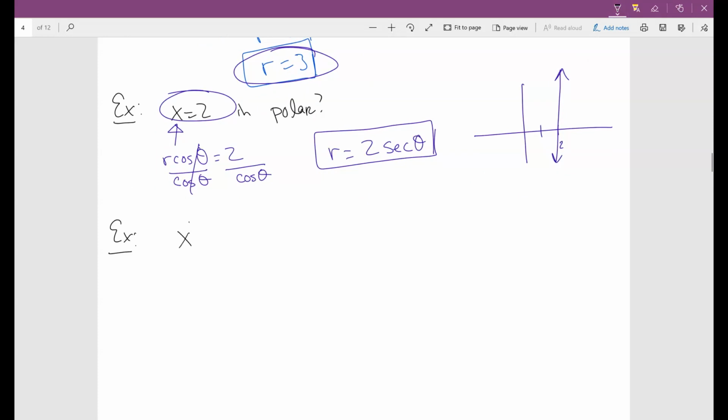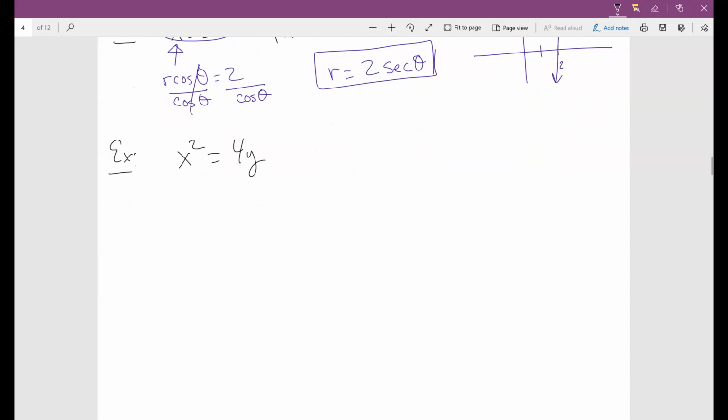So let's say we had x squared is equal to 4y. Okay, which actually is a parabola. So now let's start off by plugging in x and y to try to eliminate them. So this guy's going to be r cosine theta squared equals 4r sine theta. Okay, so squaring this will give me r squared cosine squared theta is equal to 4r sine theta.